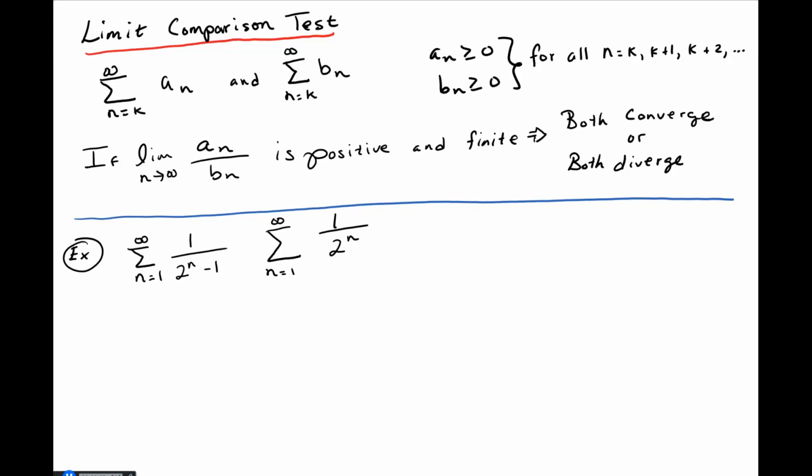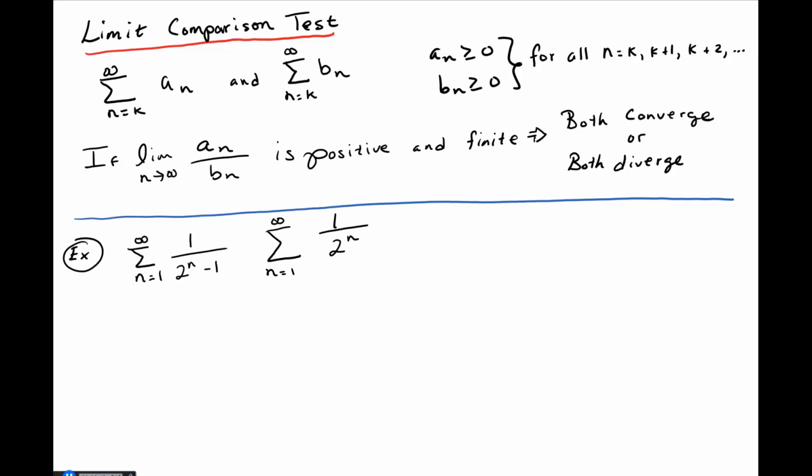That is to say, if one of the series converges or diverges, and you find the limit as n goes to infinity, and the limit happens to be both positive and finite, then they either both converge or they both diverge. So you have to know something about one of the series in order to make a conclusion. We're going to take a look at an example.